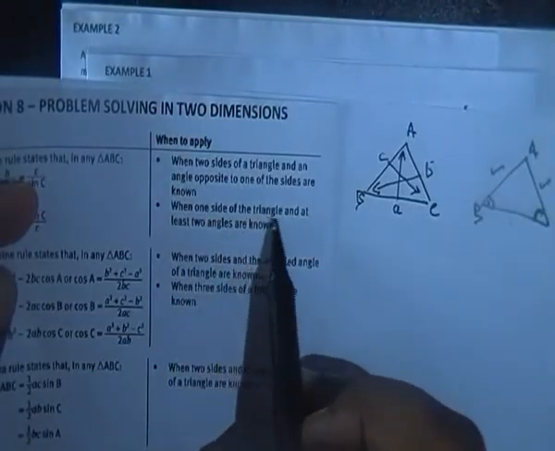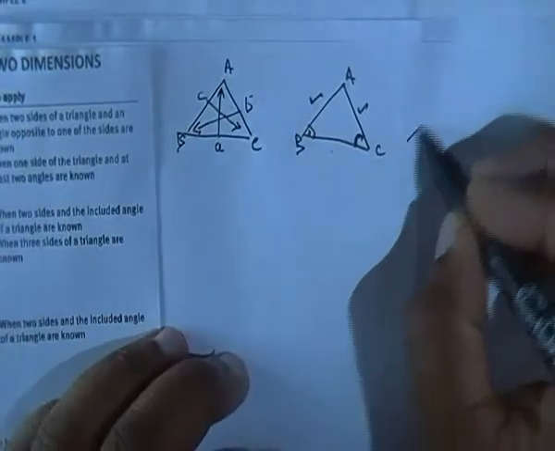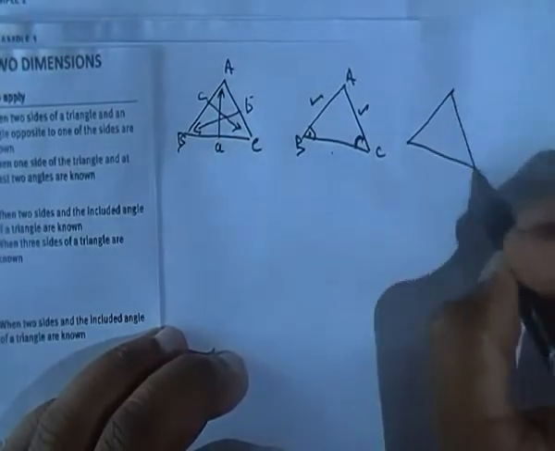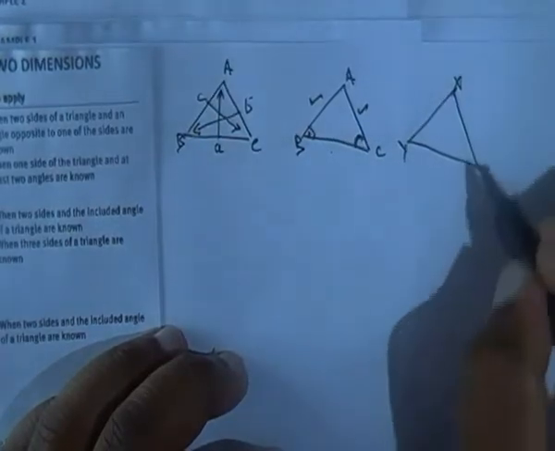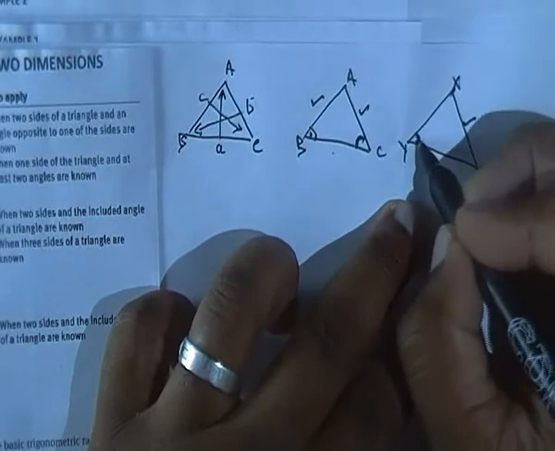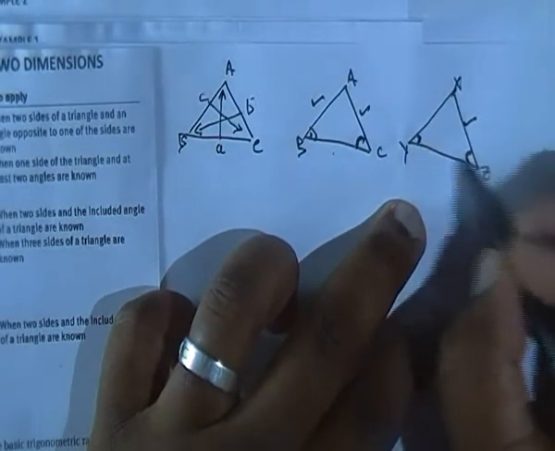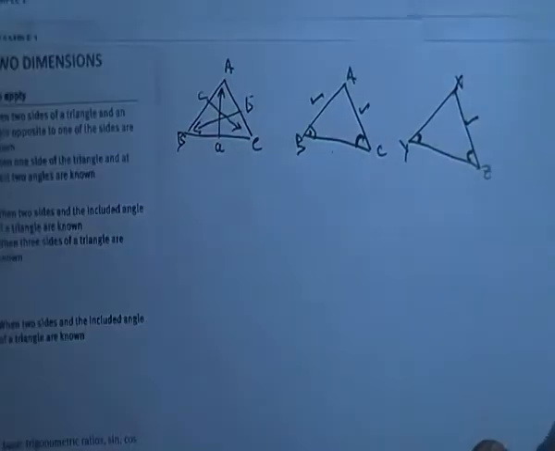Second condition is when one side of the triangle and at least two angles are known. So basically what it means is that if you have a triangle, let's call this one XYZ. So if you have a triangle, you know this side, you know that angle, you know that other angle, you know these two angles. That means in that case, you must use the sine rule.